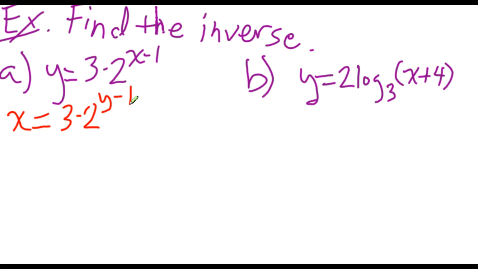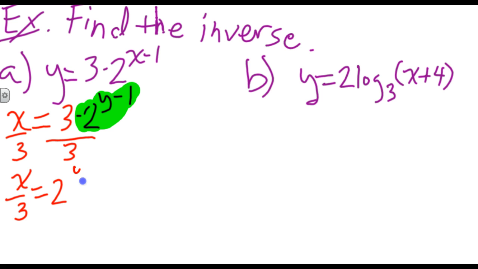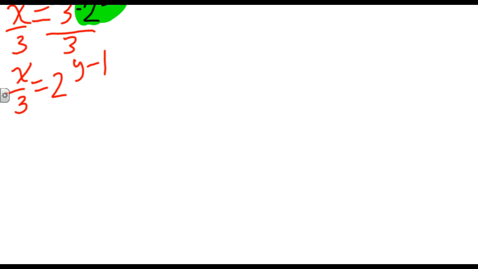Now, to rewrite this in exponential or log form, the very first thing I have to do is isolate my exponential expression. That exponential expression in this problem is 2 to the y minus 1 power. I need to isolate it. To do that, all I need to do is divide both sides by 3, and by doing that, I get x over 3 equals 2 to the y minus 1 power. Now that my exponential is alone, I can change this from exponential form to log form.